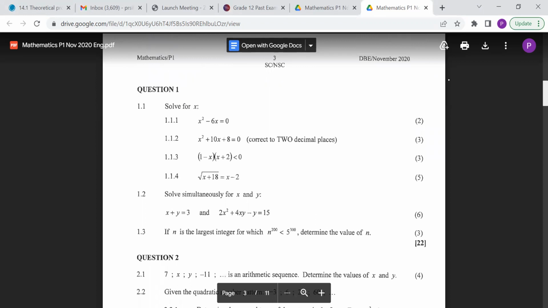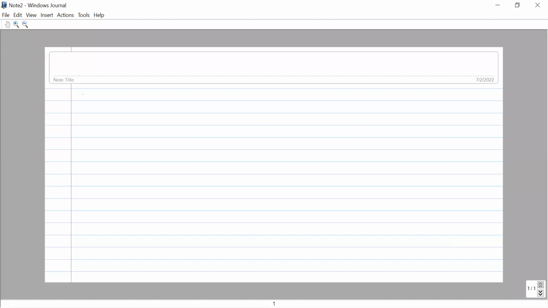Okay, so for the first one, we are required to solve for x. So 1.1.1, we have x squared minus 6x is equal to 0. So we have x squared minus 6x is equal to 0. They want us to solve for x.